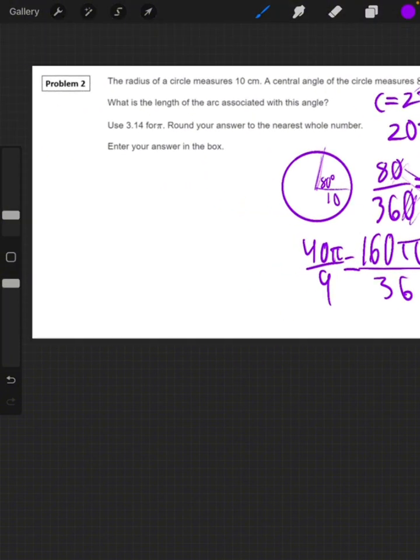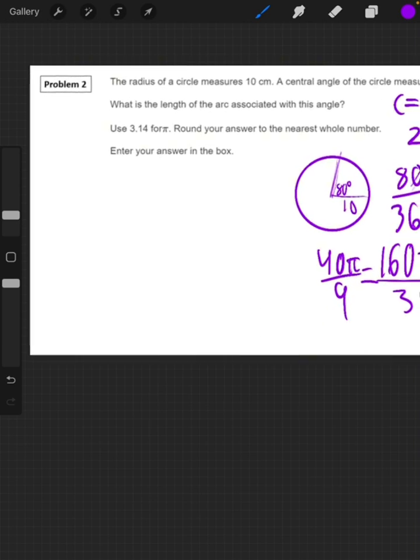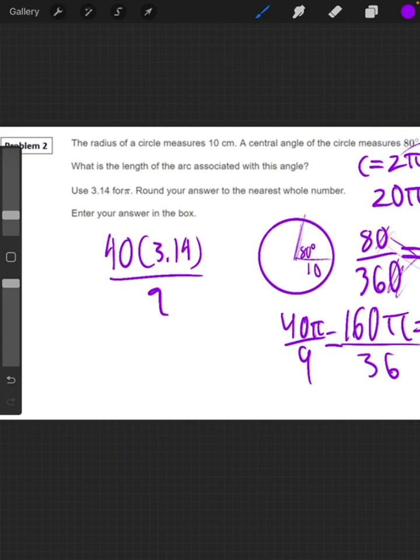It wants us to use 3.14 for pi, so 40 times 3.14 over 9, and then we just take the calculator and multiply that. The calculator shows a really long number, but it just wants us to round to the nearest whole number, so we would get 14 centimeters.